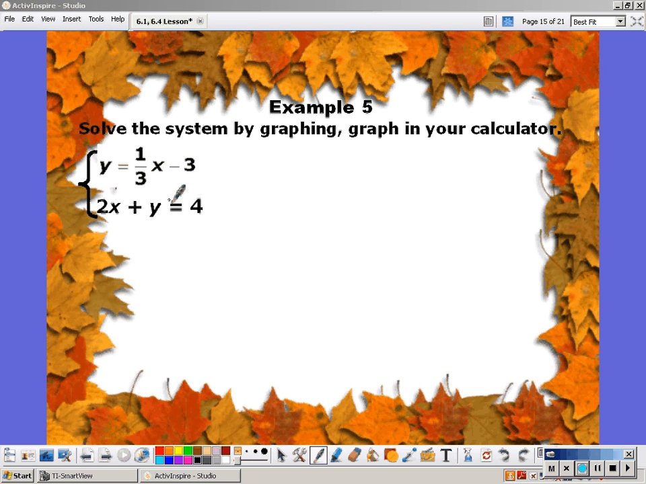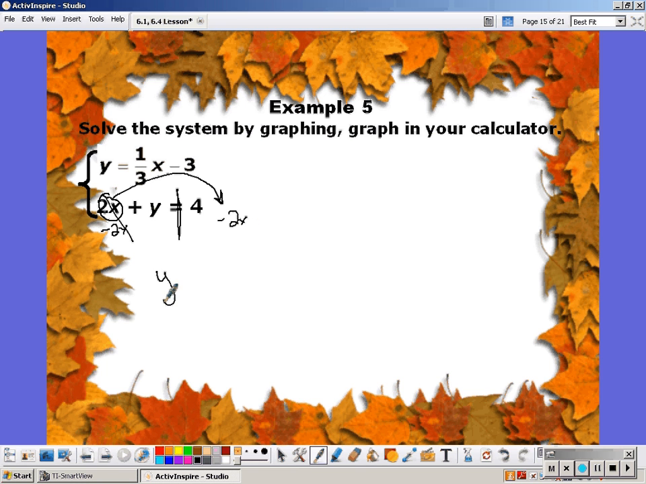We want to get the y by itself. Okay? So that 2x has to move to the other side of the equal sign because we want y to be by itself. 2x is positive now, so we subtract 2x on both sides. And we get y equals 4 minus 2x. Okay, so now we have this one and we have this one. So get out your calculator.